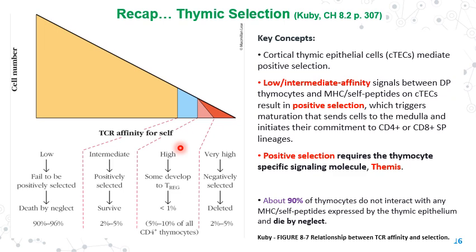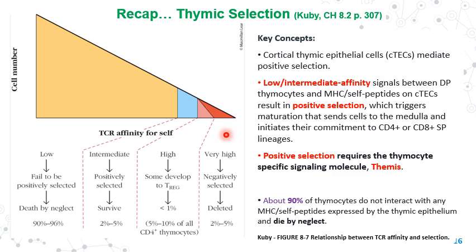Okay, and then you have the ones here that have very high interaction with those MHCs, right? So those guys here, two things can happen to them. Either they can die, or they can become T regulatory cells. And the percentage of cells that become Tregs is actually quite small.